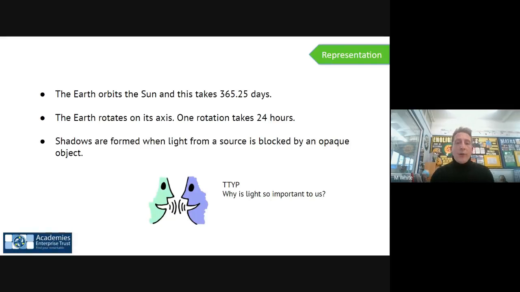So, a few key facts to start us off. The Earth orbits the Sun, and this takes 365.25 days, so 365 and a quarter days. Now you're probably thinking, how can we have a quarter of a day? That doesn't mean that some days we wake up in the morning and all of a sudden we go, oh, we're only going to have a quarter day today.